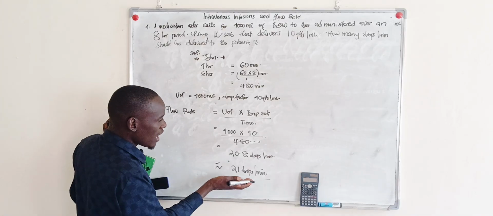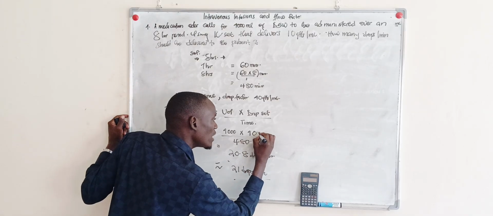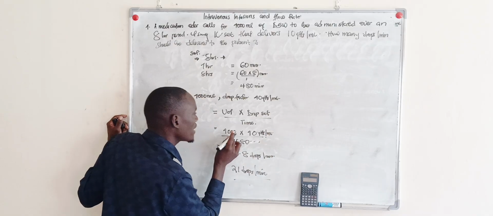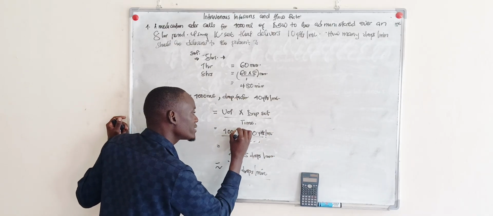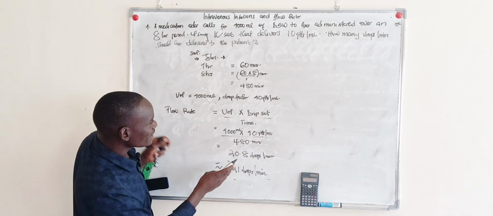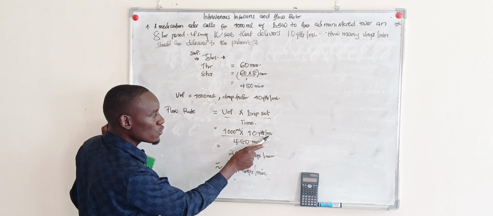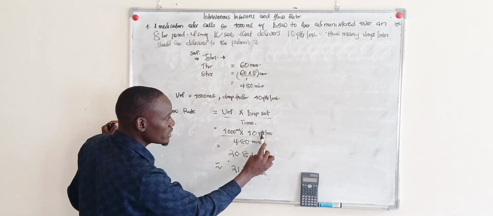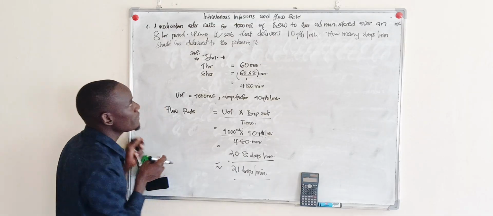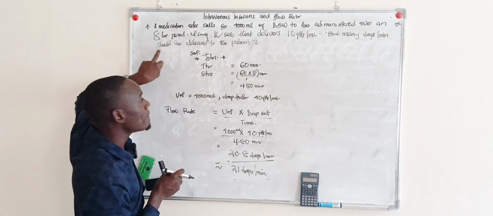Someone may be wondering how we come up with drops per minute. But remember, drip set is in gtts per mL. Then this one is in mL. This one is in minutes. So you realize that the mL and the mL are going to cancel, so that we remain with drops per minute. That's how we come up with the drops per minute. And remember, our question is asking for drops per minute.